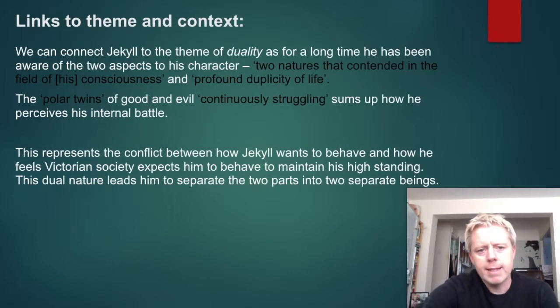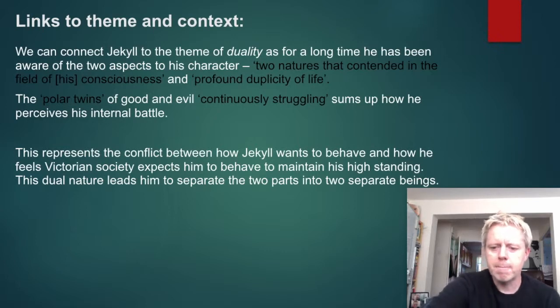Okay, now links to theme and context. We can connect Jekyll to the theme of duality, as for a long time he's been aware of the two aspects of his character, two natures that contended in the field of consciousness, and profound duplicity of life. I do like the word duplicity. The two aspects of Jekyll's character are reflected in setting as well. In Jekyll's house, the facade at the front is respectable, whereas there's the dingy back where the cabinet is, where he does his experimentation, which is exited and entered through that door from the opening chapter.